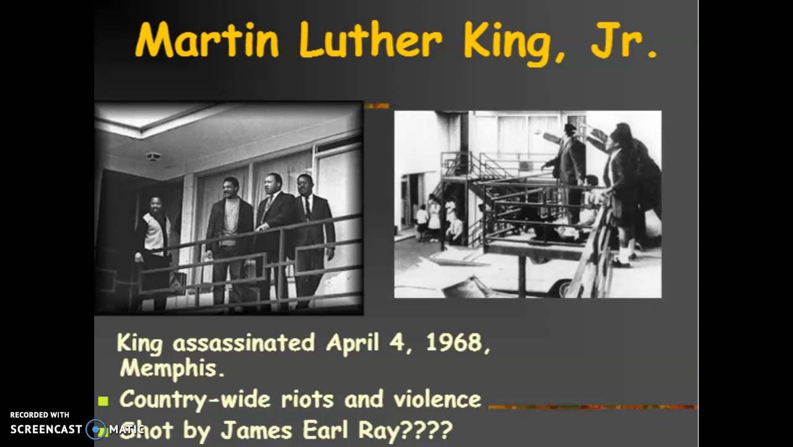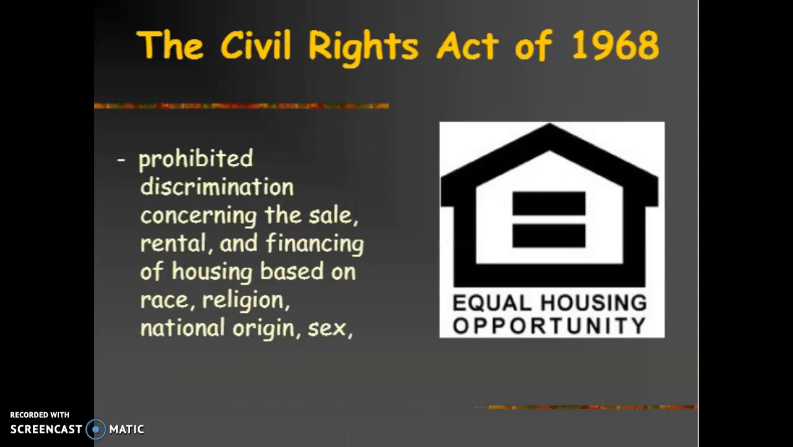We're not sure who shot Martin Luther King. The theory and the idea was he was shot by James Earl Ray. So that's what we're going to go with. That's what most of the history books say.